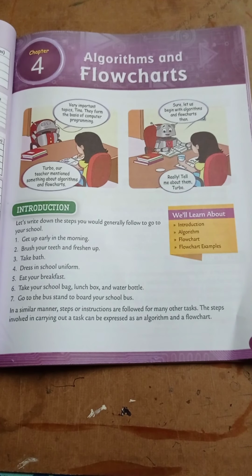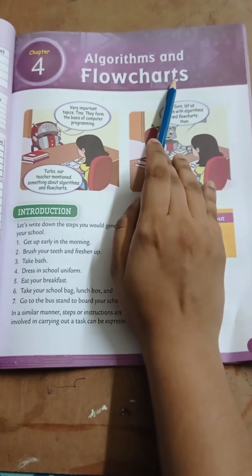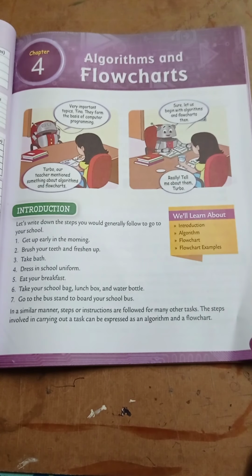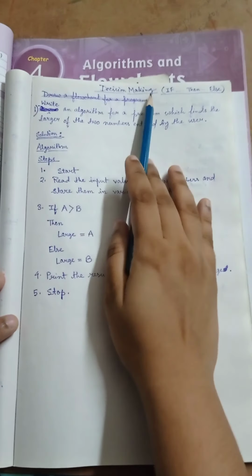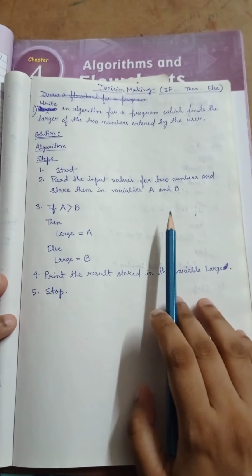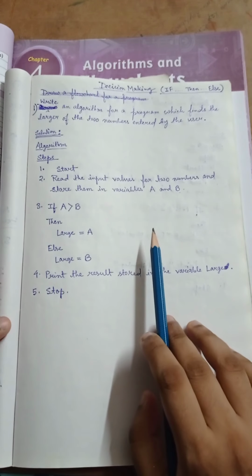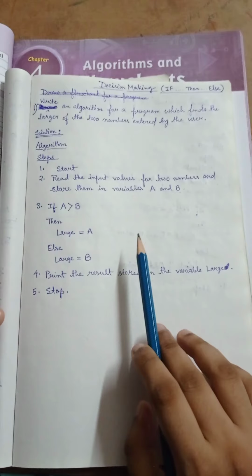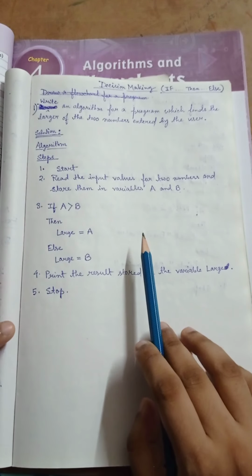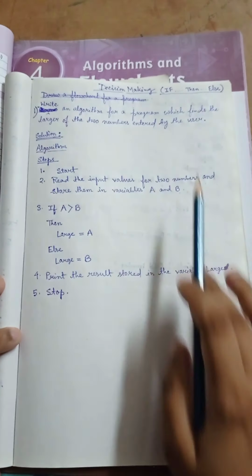In this class, I am going to discuss chapter 4, which is algorithms and flowchart. In this class, I am going to discuss the second part of this chapter. So first is decision making. In the case of decision making, you have to check a condition which is true or false. To check a condition, we need a decision making statement, which is the if then else statement.